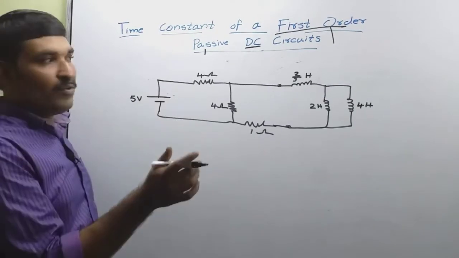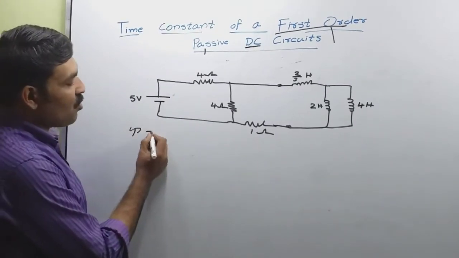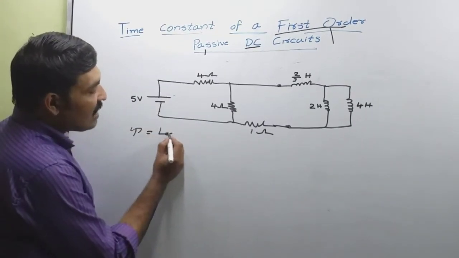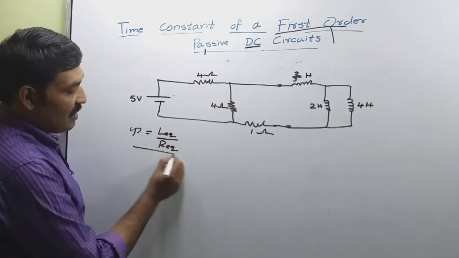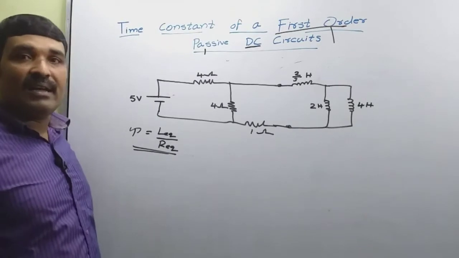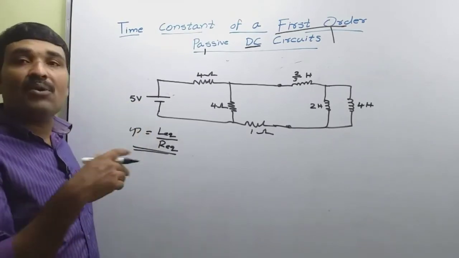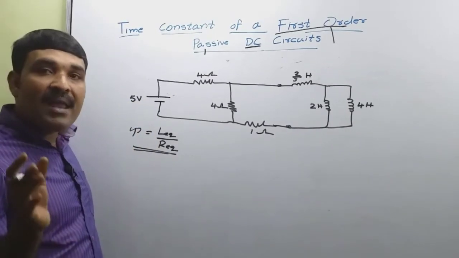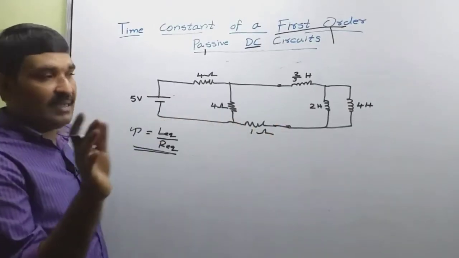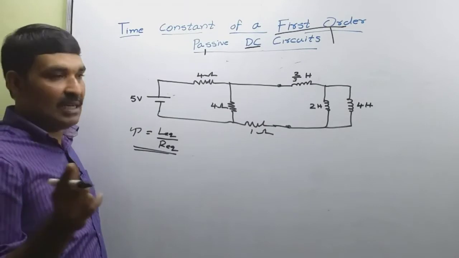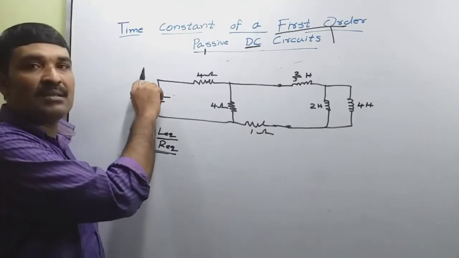For an RL network, the time constant tau is equal to L equivalent divided by R equivalent. Now, for finding R equivalent, we have to short circuit all voltage sources, open circuit all current sources, and disconnect the inductances. Here there is only one voltage source, so short circuit this voltage source.